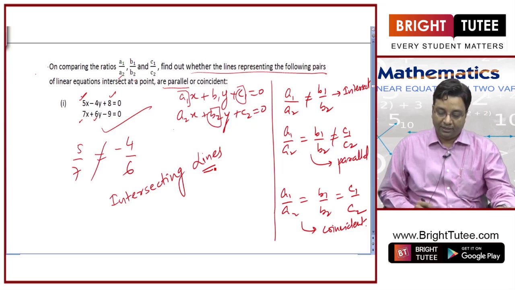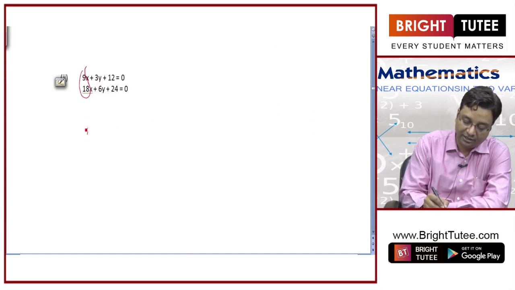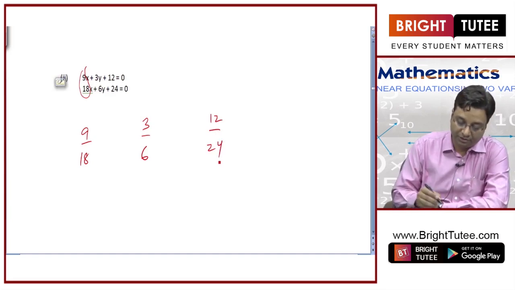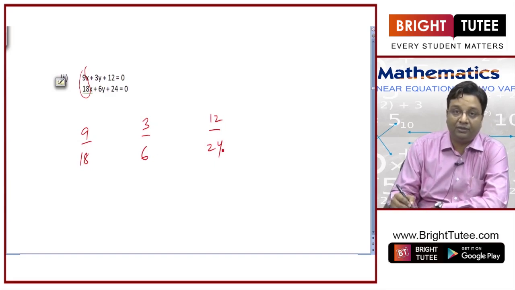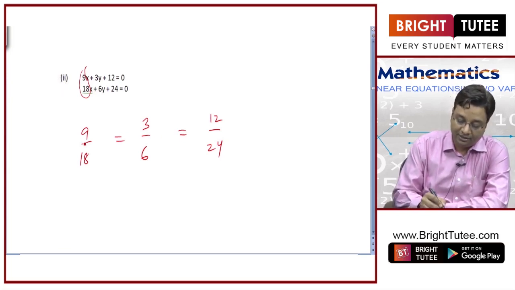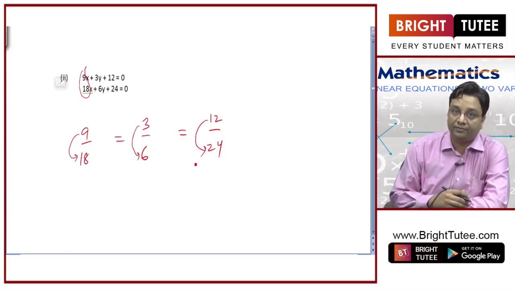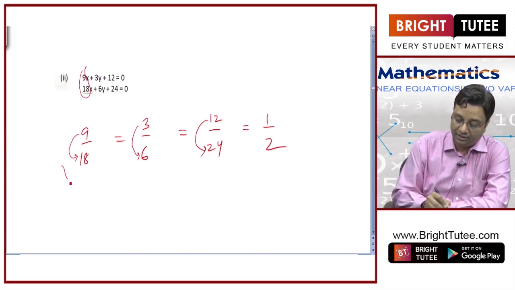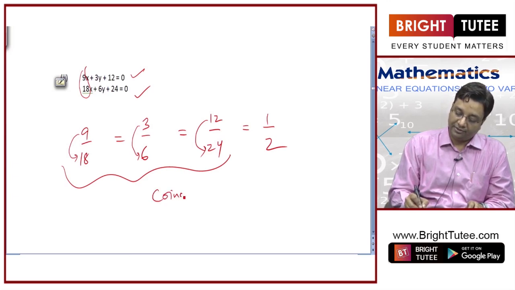Okay. Let us look at the second one here. You just write these coefficients like this: 9 by 18, 3 by 6, 12 by 24. Now you observe, what is 9 by 18? It is 1 by 2. 3 by 6 is again 1 by 2. 12 by 24 is again 1 by 2. Hence these three ratios are equal to each other. 9, then double of 9, 3, double of 6, 12, double of 12. So these are essentially equal to 1 by 2. Hence these two lines are coincident lines.